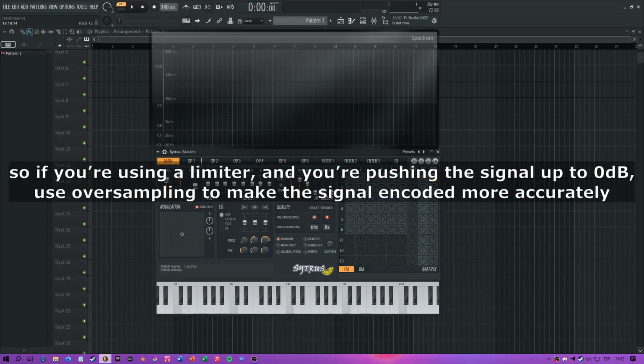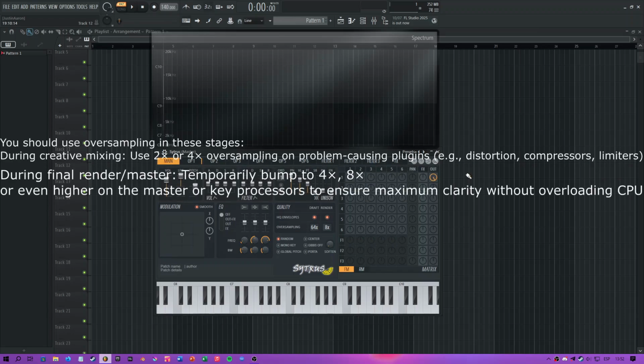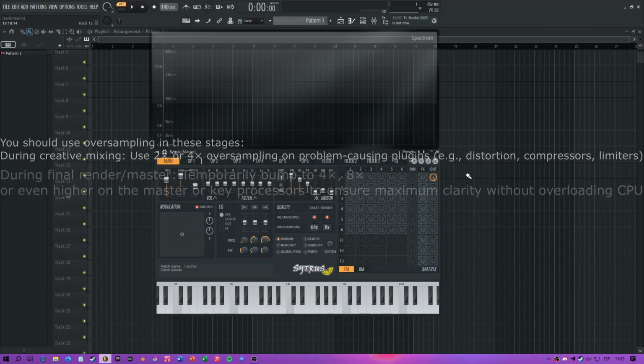So if you're using a limiter, and you're pushing the signal up to 0 dB, use oversampling to make the signal encoded more accurately. You should use oversampling in these stages. During creative mixing, use 2 times or 4 times oversampling on problem-causing plugins, e.g. distortion, compressors, limiters. During final render/master, temporarily bump to 4 times, 8 times, or even higher on the master or key processors to ensure maximum clarity without overloading CPU.